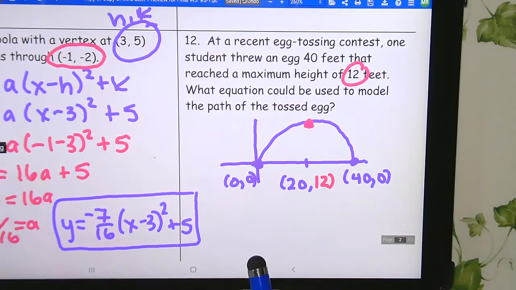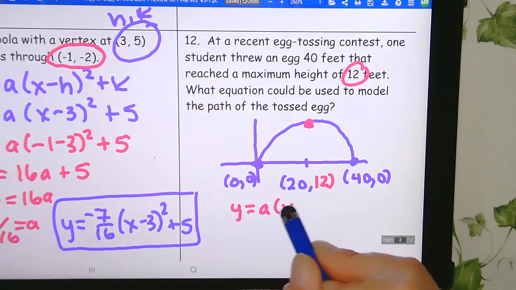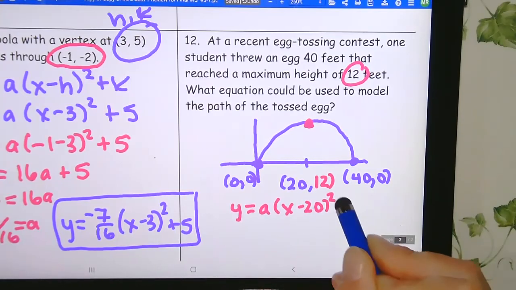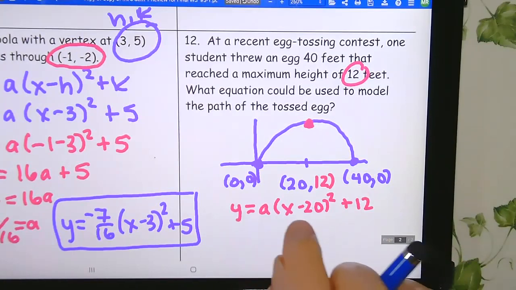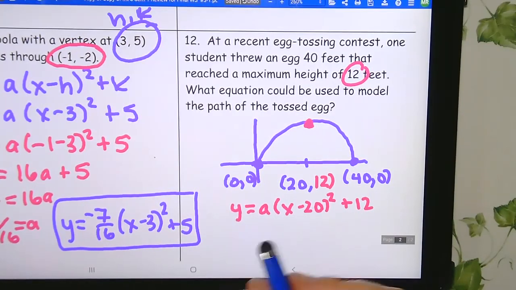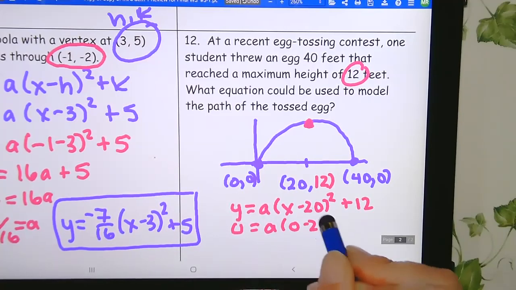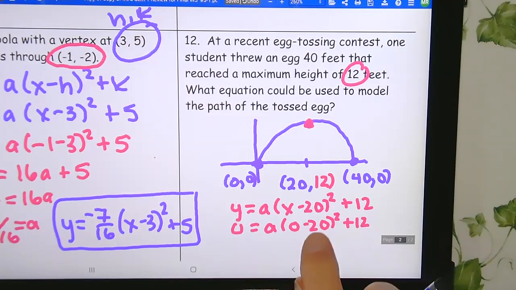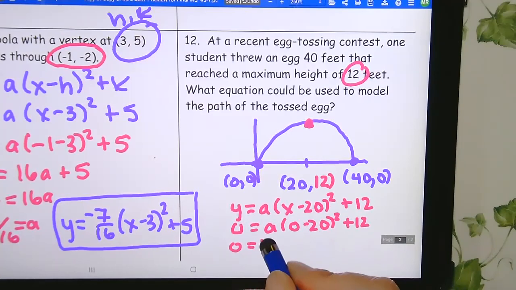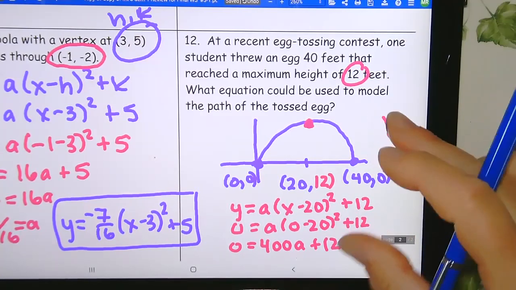So now they want us to write an equation. So y is equal to a times x minus 20 squared plus 12. You're going to use either 0, 0 or 40, 0 to find your a. 0, 0 is the easiest. So I'm going to go 0 equals a times 0 minus 20 squared plus 12. This is going to give me a negative 20 squared, which is going to be 400. So I'm going to get 400a plus 12 equals 0.